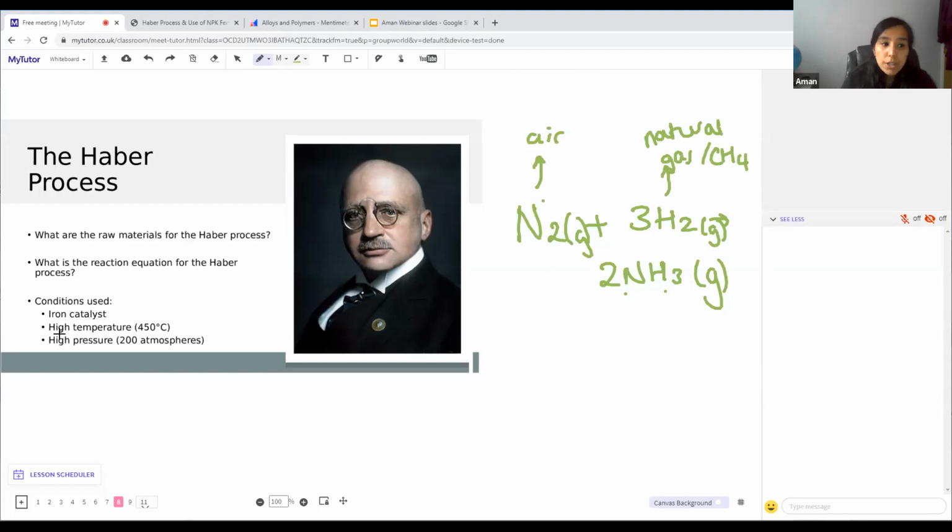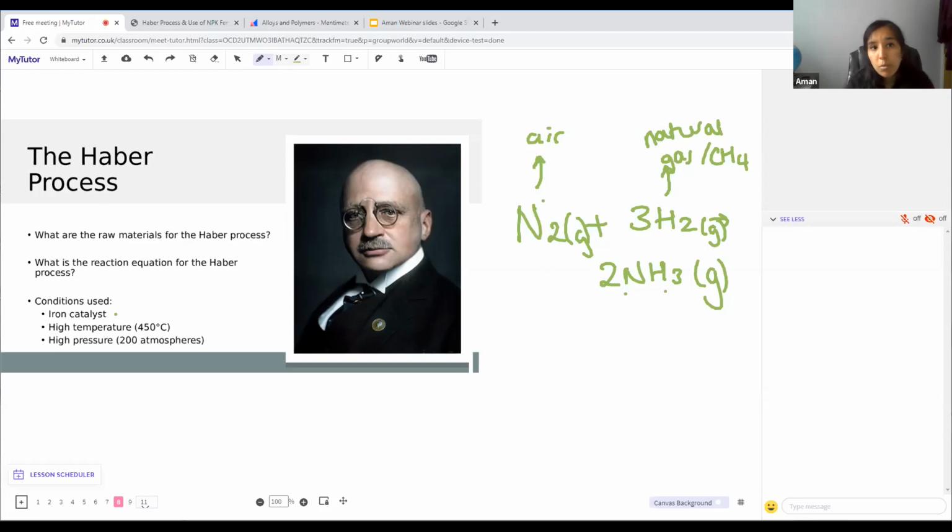Okay, so which conditions are used in the Haber process? Well, we have an iron catalyst and that increases the rate of the reaction. We put in a high temperature and a high pressure. And next week, we're going to be looking at why we use a high temperature and a high pressure. So it'll be a bit of a recap of dynamic equilibrium, but specifically related to the Haber process. It's called the economics of the Haber process. So we'll be looking at that next week. But for now, it's just important that you know we have a high temperature, 450 degrees, and a high pressure of 200 atmospheres. Any questions on the raw materials or the reaction equation for the Haber process or what's formed?